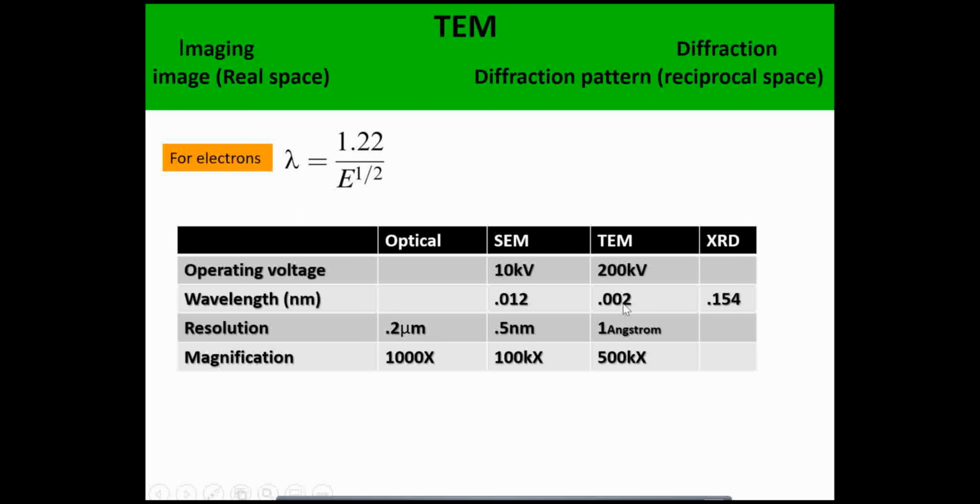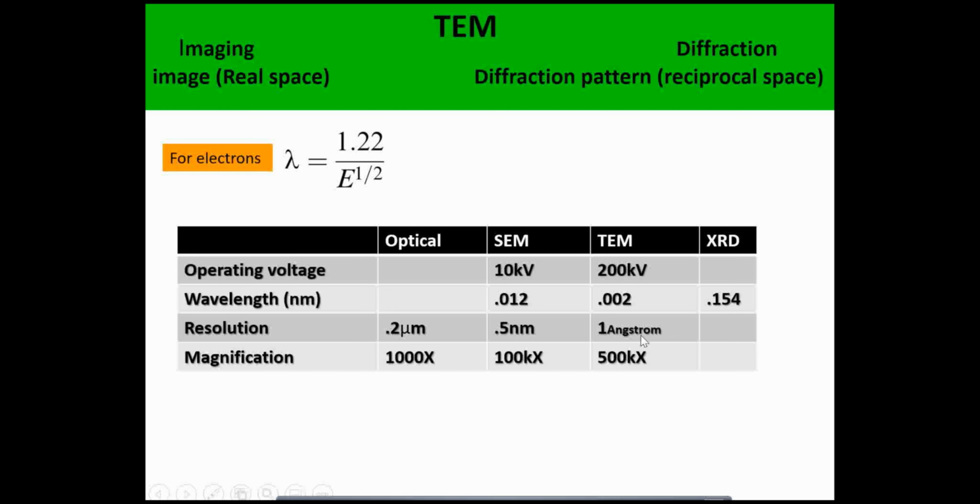TEM is basically an imaging technique, so we require as small a wavelength as possible. Here the wavelength is 2 picometers. Then its resolution should be around 1 picometer by the Rayleigh criterion, but that doesn't happen. As written here, the resolution in TEM is around 1 angstrom only.